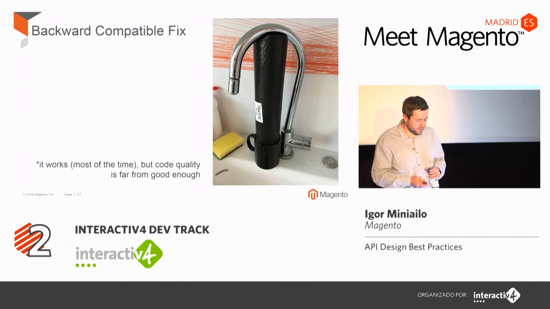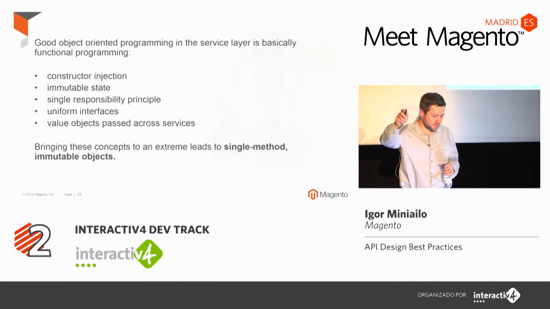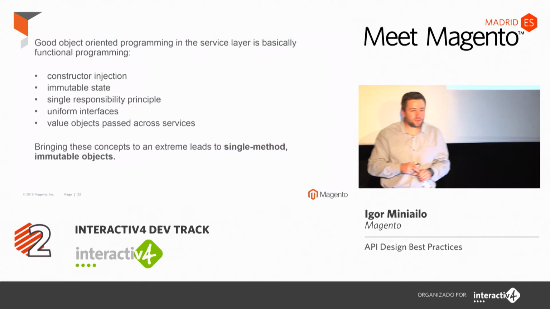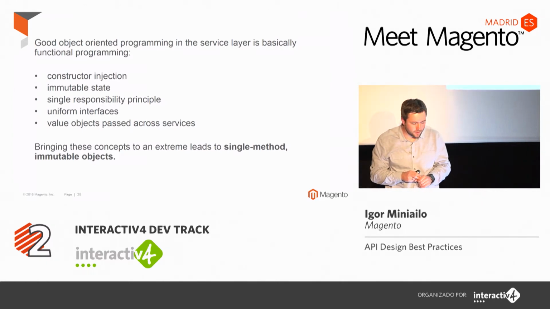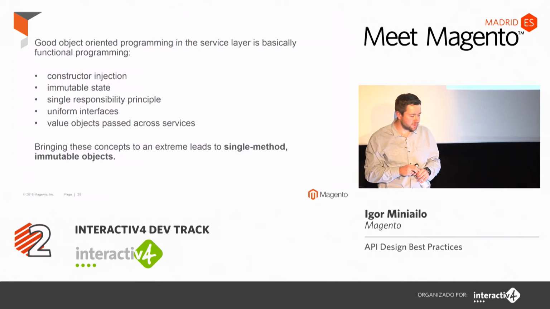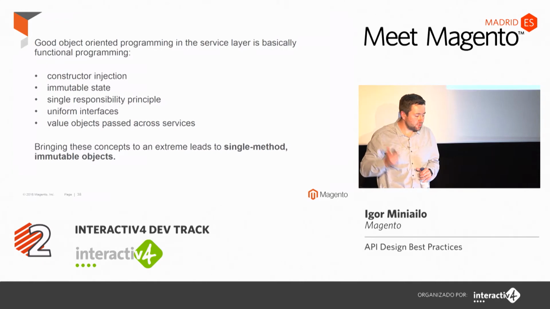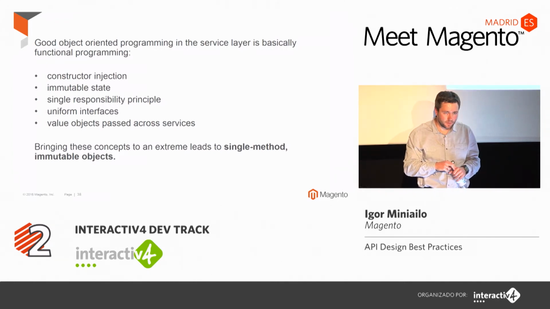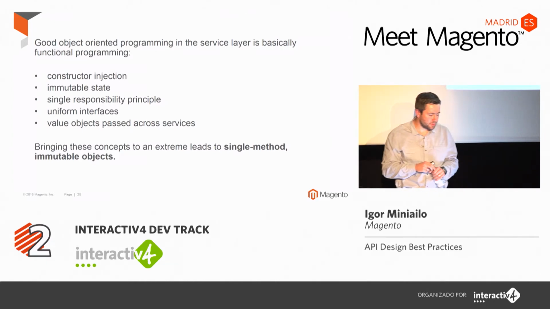And actually, that's true for the code quality as well. So, the solution for us: taking all of the above into account, we came to the conclusion that good API programming, good service layer programming, is basically constructor injection. It's immutable state, single responsibility, and uniform interfaces and value objects passed across services.